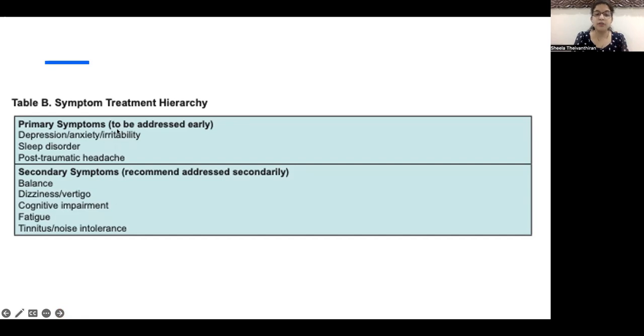Once we've managed all of this, then we go on to physical activity to help them with their balance, with physio, dizziness, or even with tinnitus issues. And then we treat them for cognitive and fatigue issues.